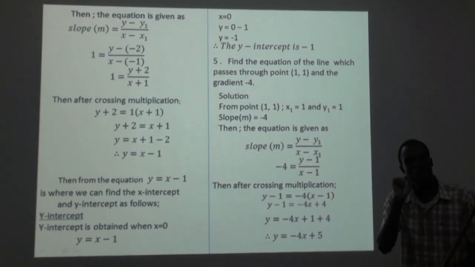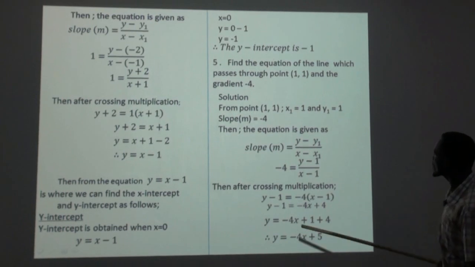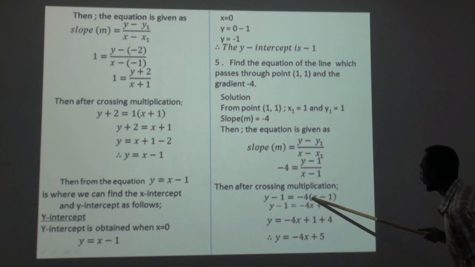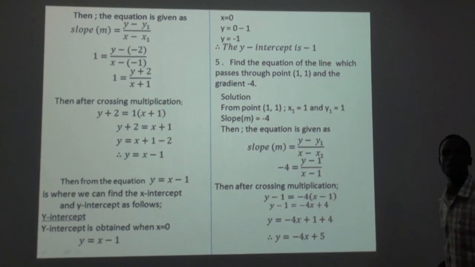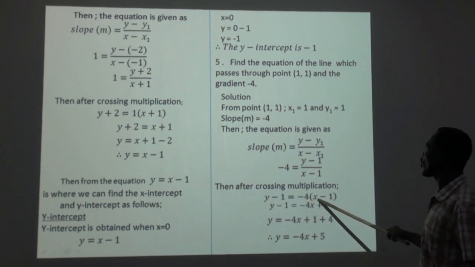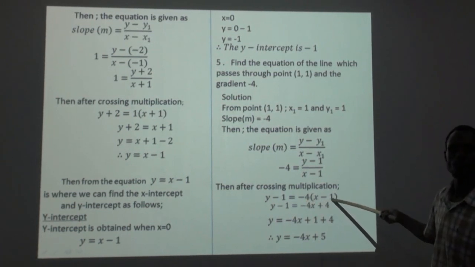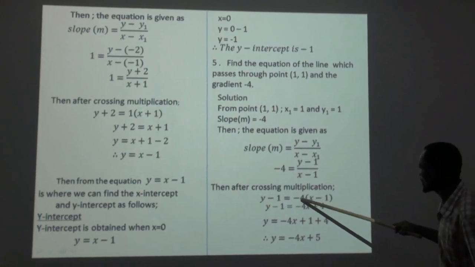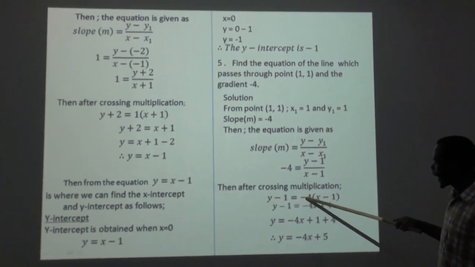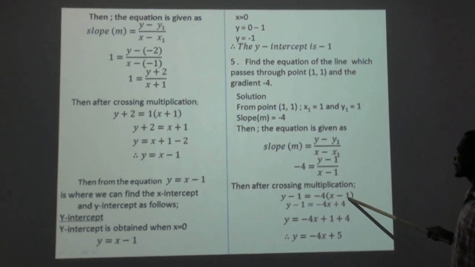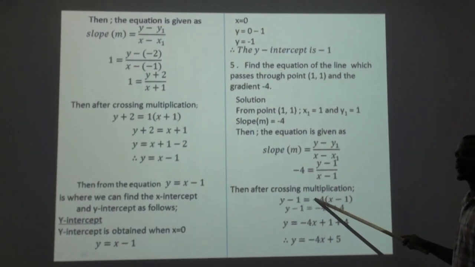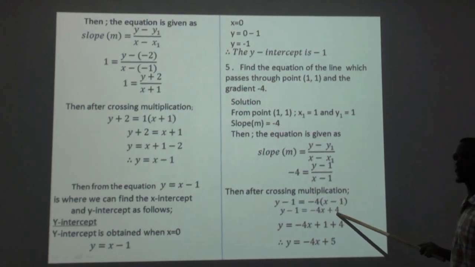Remember, the most important thing here is that we have this negative outside. This negative outside will affect every term found in the bracket. Kwa hiyo hii negative itaathiri namba zote zilizomo ndani. x times negative 4 is negative 4x. Now this is negative times negative 1. It is what? Positive 4, because here there is negative times negative. Then 4 times 1.